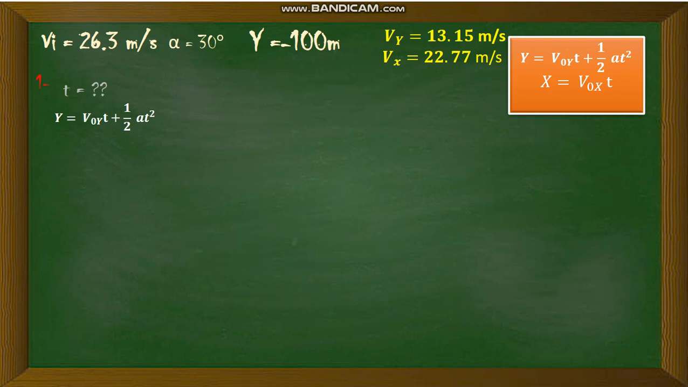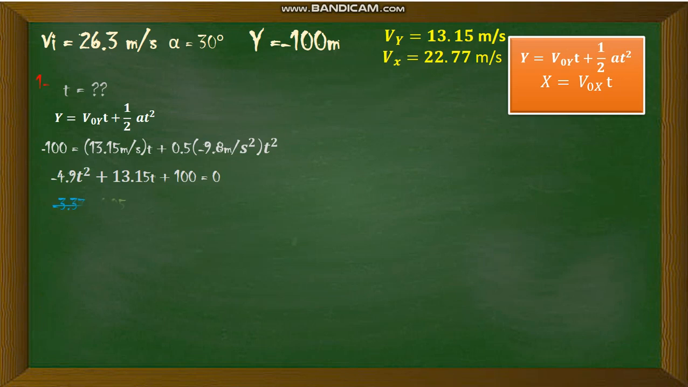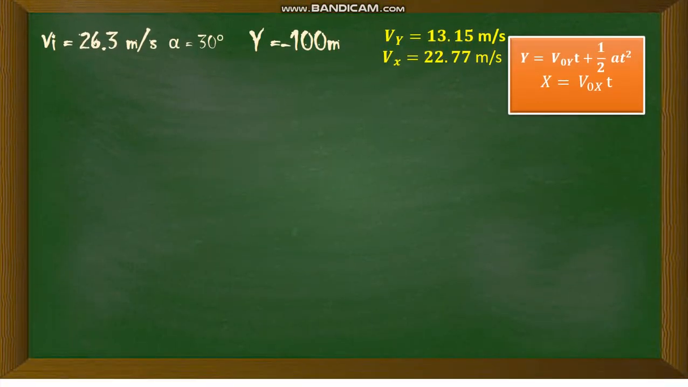Now, let's substitute the values that we have, until we get this second-degree equation. It will give us two answers. The negative one is rejected, so t equals 6.05 seconds. Let's add the value of t to our given.